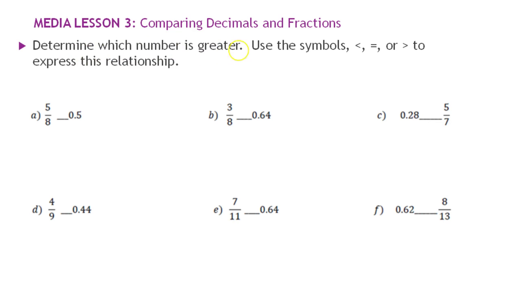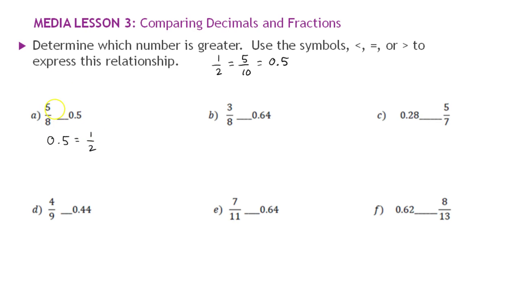Determine which number is greater. Use the symbols less than, equal to, or greater than to express this relationship. So first let's note that our benchmark that we like to use with fractions is 1/2. 1/2 is equivalent to 5/10 as a fraction, and as a decimal fraction, 5/10 is 0.5. So looking at the first example, we want to compare 5/8 and 0.5. Well, first, we know that 0.5 equals 1/2.